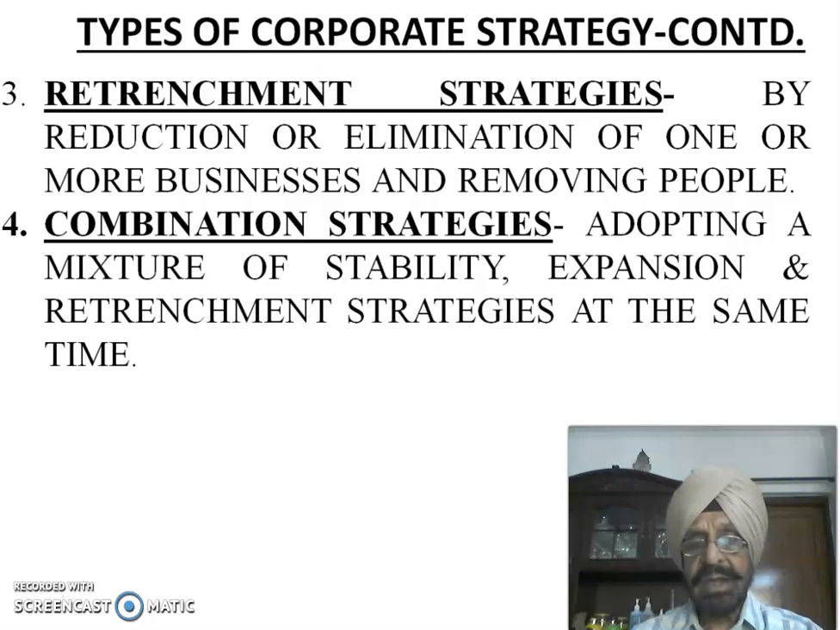And then we have the fourth one, the last one, combination strategy, adopting a mixture of stability, expansion and retrenchment strategy at the same time. Some businesses are doing well, stabilize. Some business there is a scope for improvement, expansion. Some businesses are not doing so well, retrenchment strategy. So this is what we call the combination strategy, applied at the same time for various businesses of a corporate. So these four we studied: expansion strategies, stability strategy, retrenchment strategy and combination strategy.